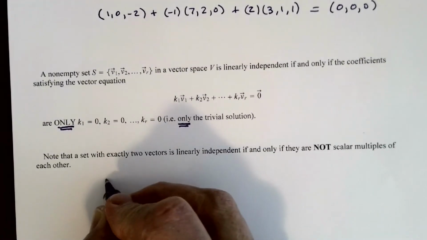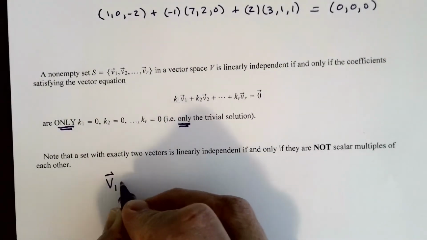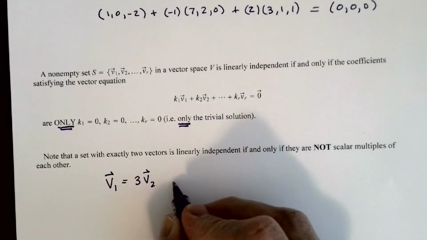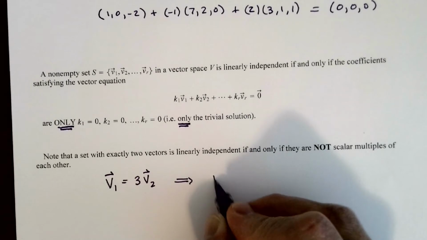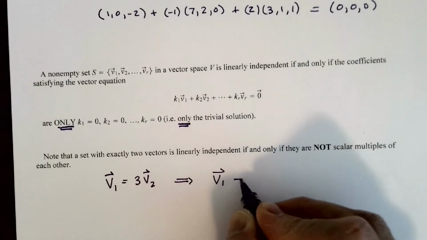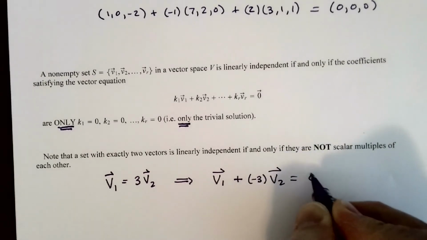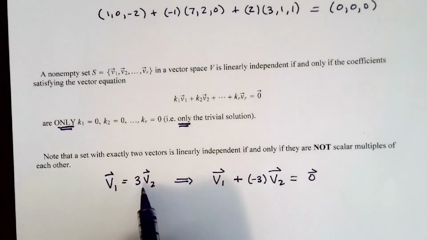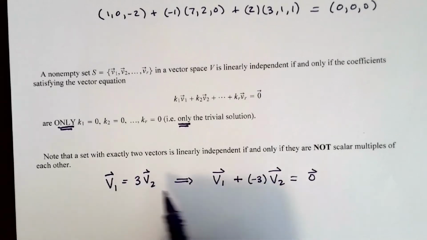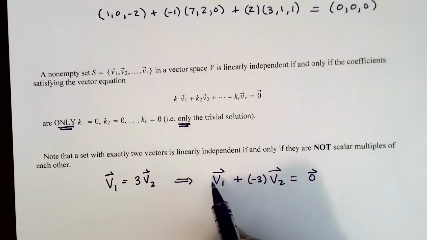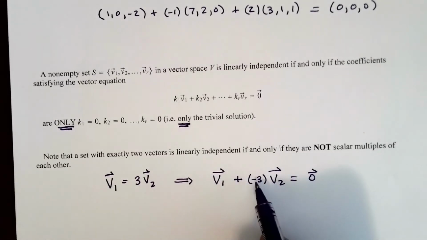And just to illustrate that, suppose vector v1 is 3 times vector v2. Say my 2 vectors are v1 and v2. Then notice right away that I can form v1 plus -3 v2 equaling the 0 vector. So again, you see the dependence. These are clearly linearly dependent. And again, you see we have a linear combination of the vectors set equal to the 0 vector, and there's a non-trivial solution for the k's: k1 is 1, k2 is -3. And so they must be linearly dependent.